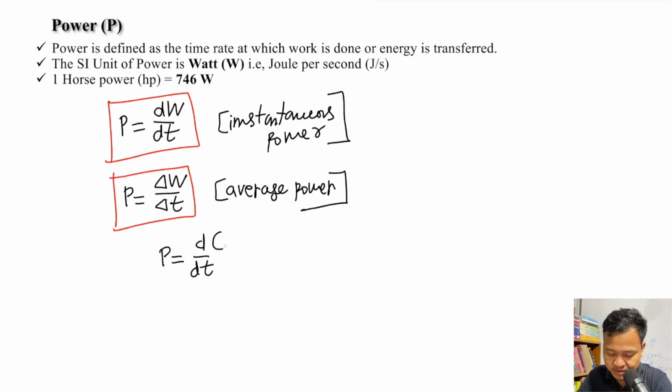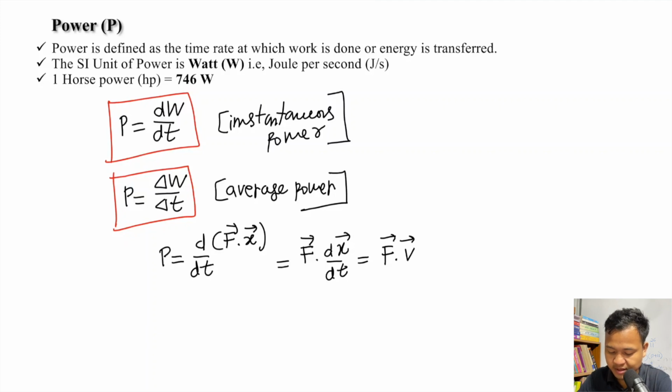Work done formula is F dot x, or F dot r. Suppose force is constant. If force is constant, I will have here dx by dt. So that means I will have F dx by dt, which is v. So here I will have F dot v. If force is constant, then power will be given by F dot v.